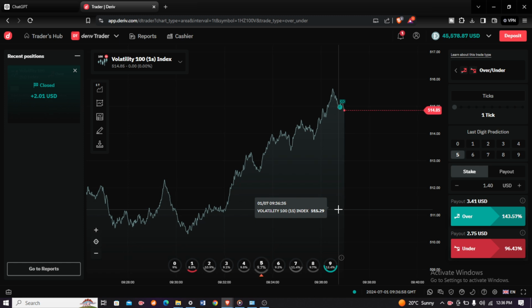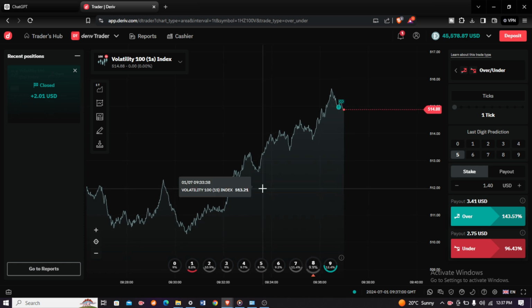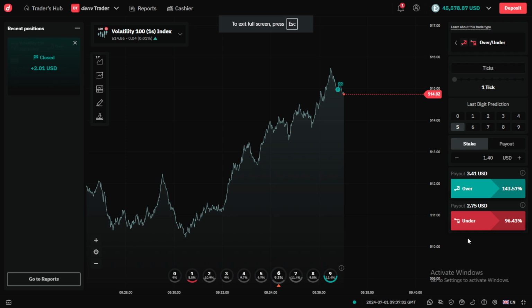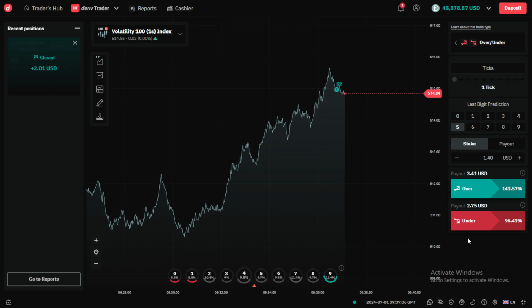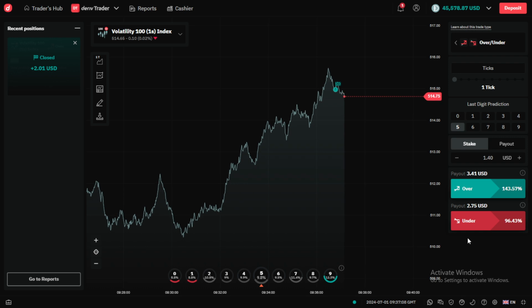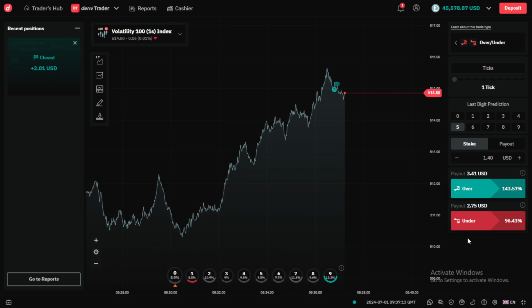It is very nice because it is just simple, simply like this, okay? Wait for the ticker to touch either 0 or 1 and place over, okay? And make sure that the green bar is at 9 and the red bar is at 1 or 0, okay? And it gives you a very nice profit, a 143% profit. That is a very nice profit for any trader.